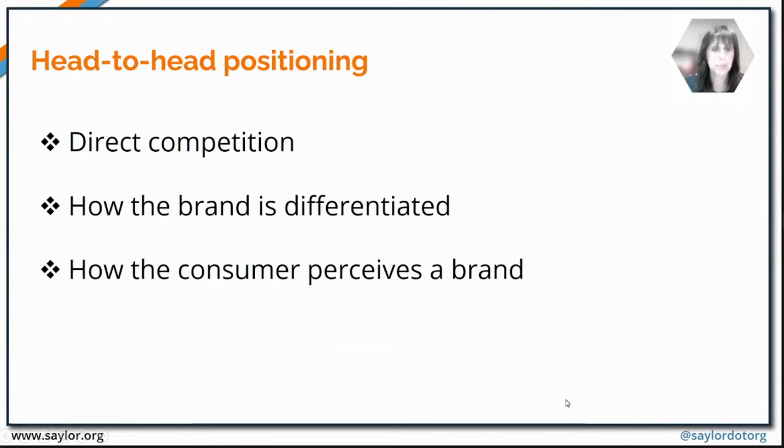So let's talk about head-to-head positioning, which is exactly what it sounds like. It's direct competition with another brand in the same product category. And this is really when a brand will seek to differentiate themselves from the competition and create a way for consumers to perceive their brand in a more favorable way. This helps to, again, as I said, how a brand is differentiated, how the consumer perceives the brand, and will, again, like all of these factors, lead to marketing strategies.